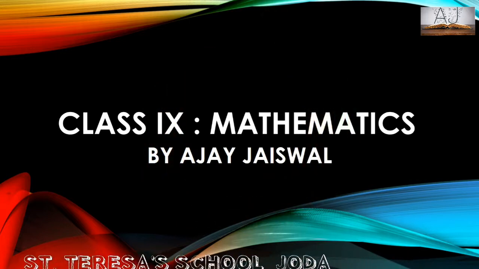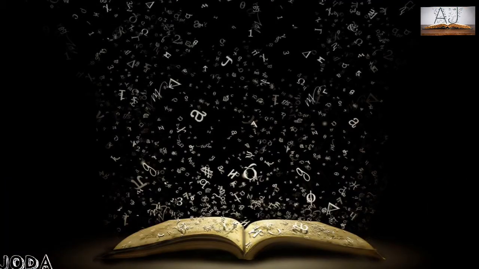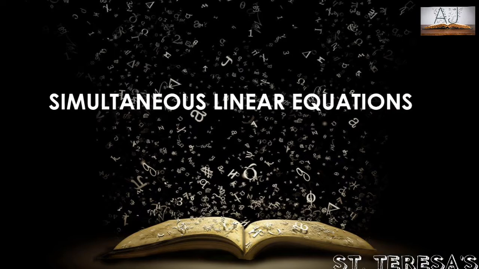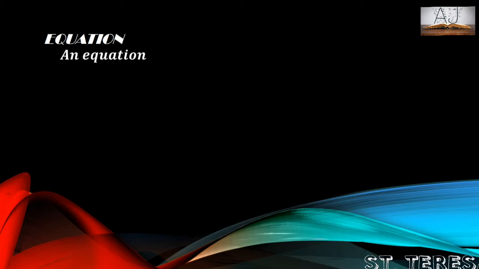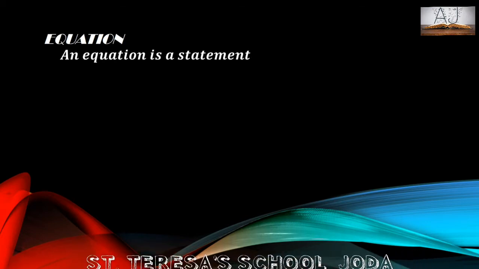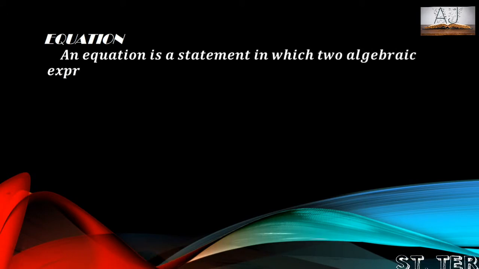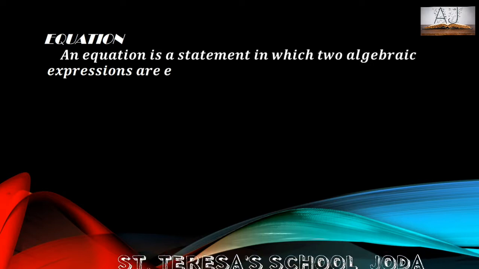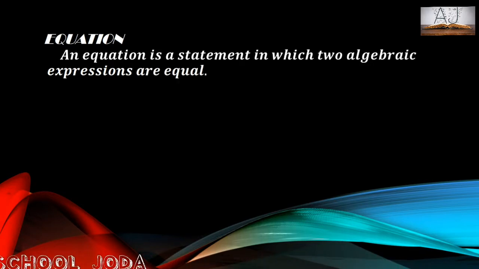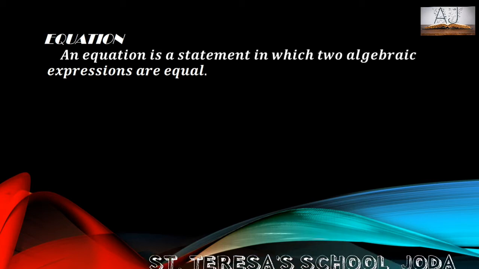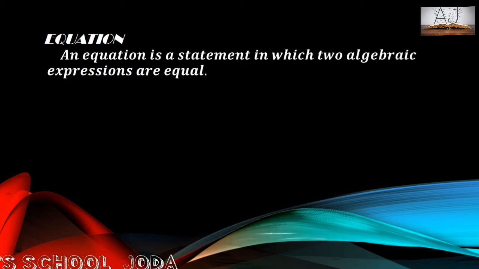Today we are going to have another video for one more new chapter, that is simultaneous linear equations. In this chapter, first of all we need to know what an equation is. An equation is a statement in which two algebraic expressions are equal. Whenever we have two algebraic expressions equal, then it is considered as an equation.